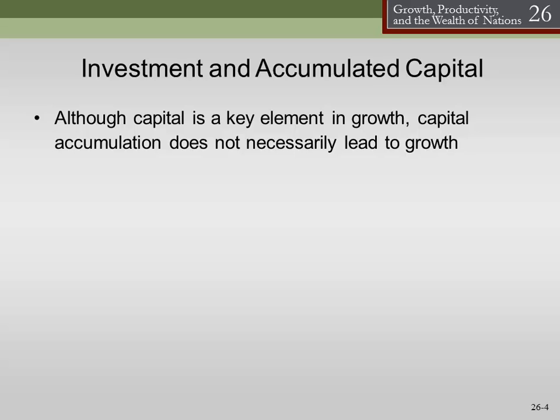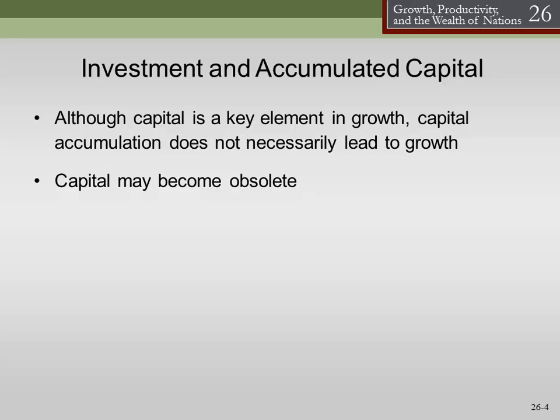Investment in accumulated capital. All right, so one of the next key points is the accumulation of the stuff that we use to produce stuff. All right, so that's what capital is. Capital is the tools, the factories, the knowledge and skills, the human capital that we accumulate and use to produce whatever it is that we're producing. All right, and capital is a very key element of growth, but it does not necessarily lead to growth. We've got to have all five of these things. We also have to have the institutions.